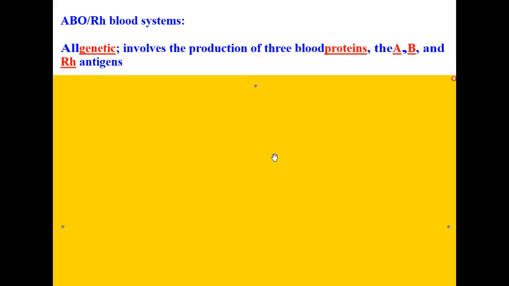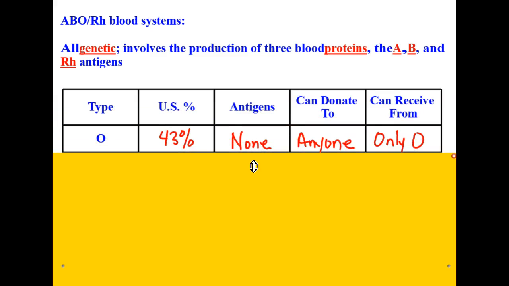As an example of antigens. ABO and RH blood types are all genetic, as we studied earlier this year in genetics, and involve the production of 3 proteins in your blood. They are the A protein, the B protein, and the RH antigens. Again, antigen is something that fights a foreign invader. All right, so for each one, we're going to talk about its US percentage, the antigens that it's able to fight against, and who can donate to it, and who can receive it.